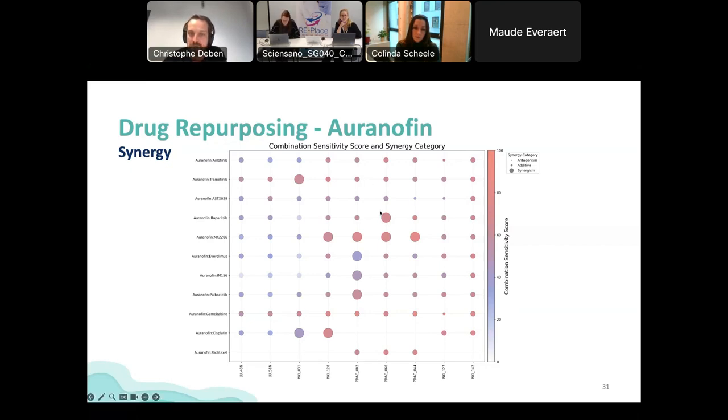And this bubble plot not only shows the synergism, but also the strength of the response. A higher score means more cytotoxic, really high inhibition of cell growth. So a large red bubble is a very effective combination therapy, because it's very synergistic, but also very toxic.